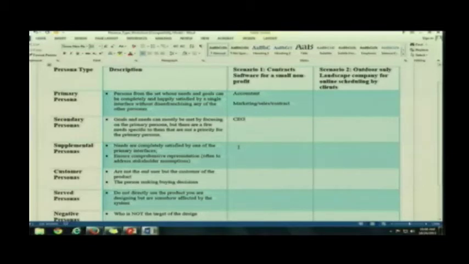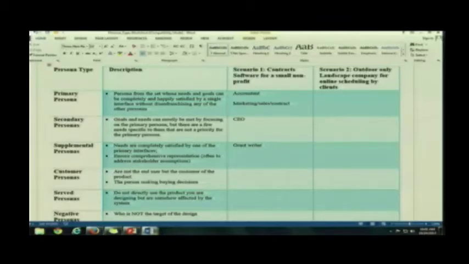Supplemental personas. Can you think of any supplemental personas? Is there a person that writes the grants? Yes, there's a grant writer. It could be that they have a grant writer. So the supplemental persona could certainly be the grant writer.